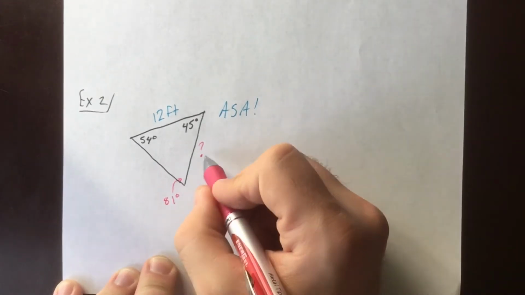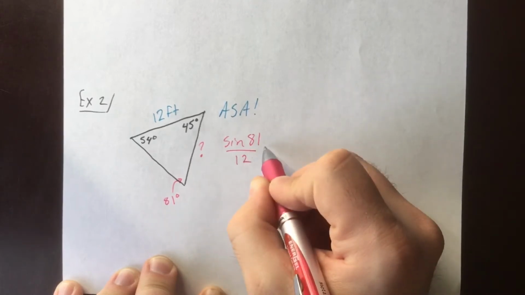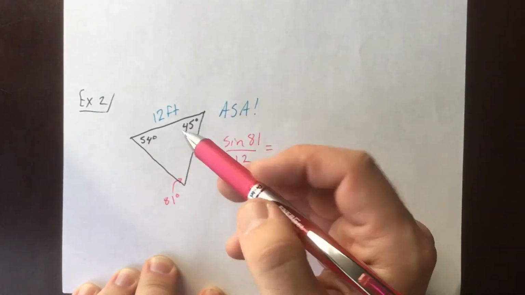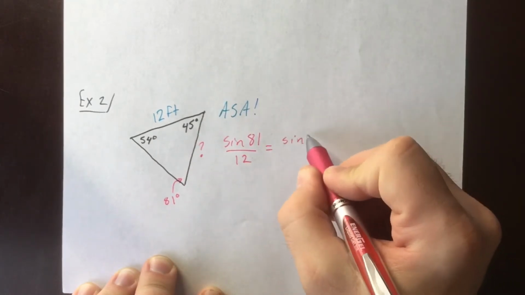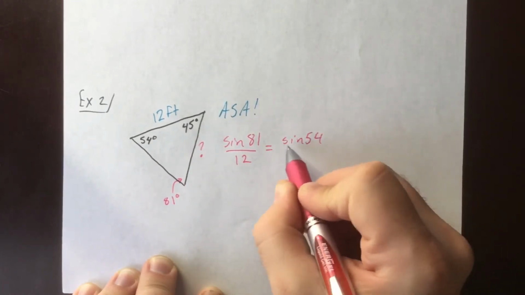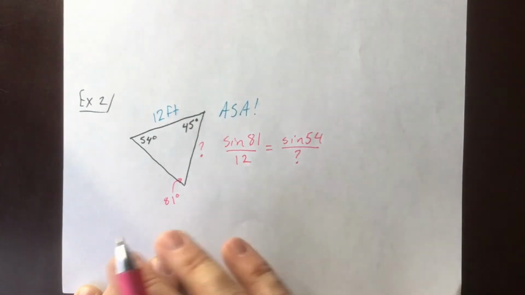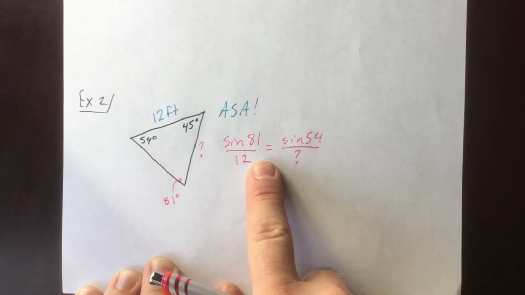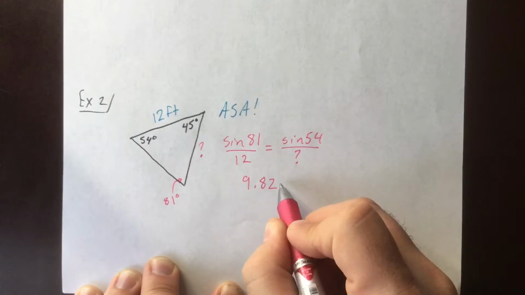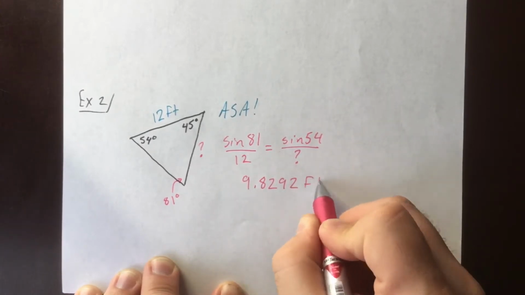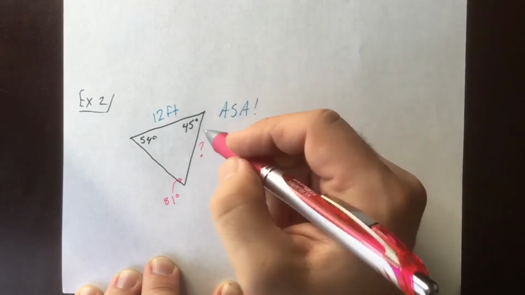Yes, it is. So we have sine of 81 degrees divided by 12 equals, now here I have options. I could find the left side length or the right side length. All that differs is which angle I use. So I'm going to use 54, which means I'm going to find the right side length, which is what I want. Okay. So when you cross multiply this law of sines, this nice proportion, you get a length of 9.8292 feet. All right, so that gives us this side length. I'm going to kind of highlight this a little bit.